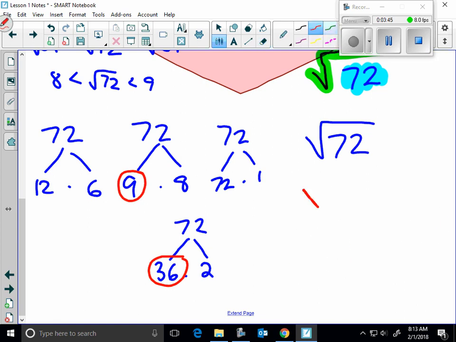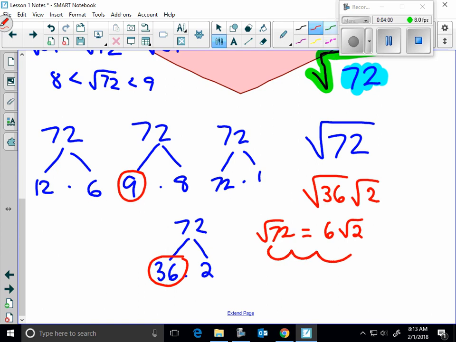So I'm going to rewrite the square root of 72 as the square root of 36 times the square root of 2. What is the square root of 36? 6. So the answer to this in exact form is that the square root of 72 is equal to 6 times the square root of 2.